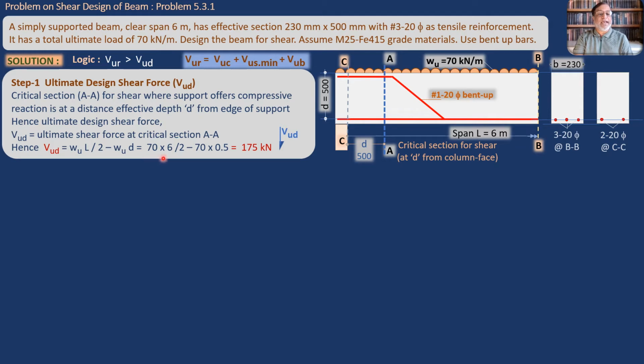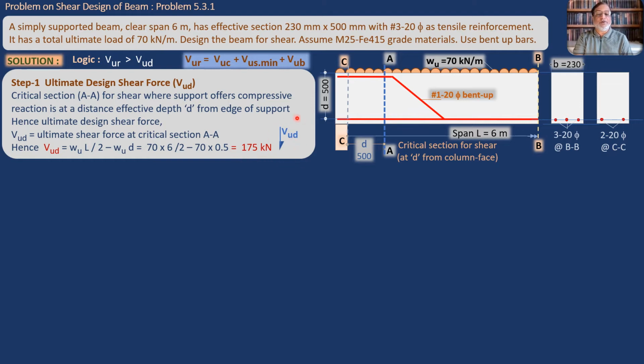So this is 70 as it is, into 6 by 2, where 6 meters is the clear span, minus 70 into 0.5. This d is the effective depth, small d. So W into d is 70 into 0.5. This 0.5 is 0.5 meters, which is actually 500 mm, the value of small d. Because we want to observe the units properly, we have to convert that effective depth of 500 mm to 0.5 meters. So this equation will finally lead us to a value of VUD equal to 175 kilonewton.